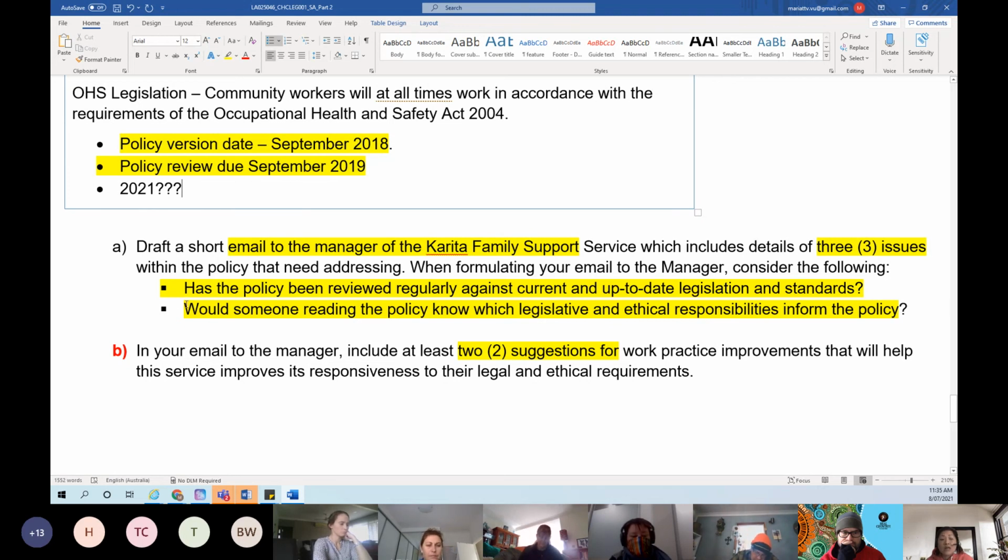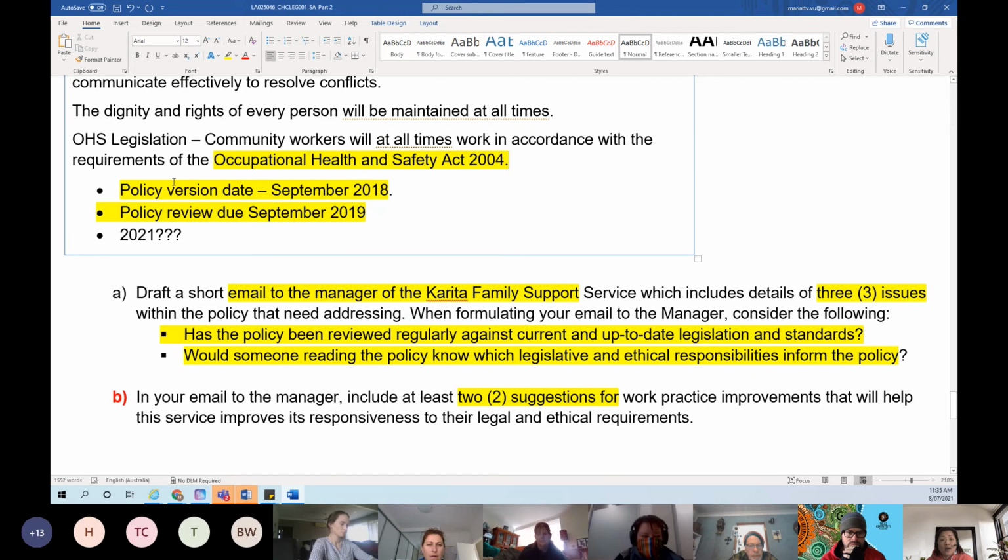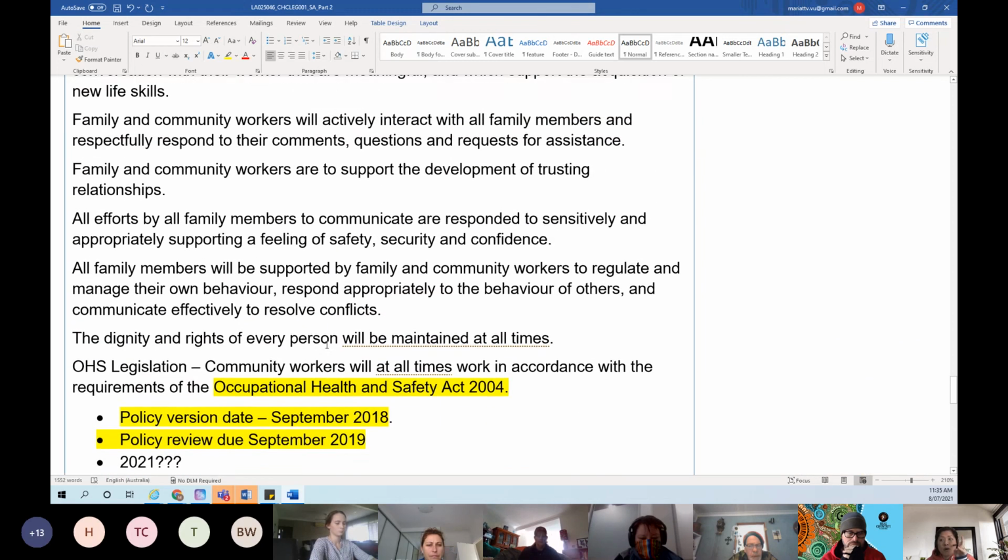The next one is also another hint for your team. Would someone reading the policy know which legislative and ethical responsibilities inform the policy? I want you to have a read of it. But the one thing that I can already see here is, is that up to date, team? What is it now called? We mentioned this earlier. Work health and safety. Amazing, thank you. Yeah, so that's out of date. We've spoken about legislation being up to date, and that's already out of date. So that's already 2 issues within the policy.